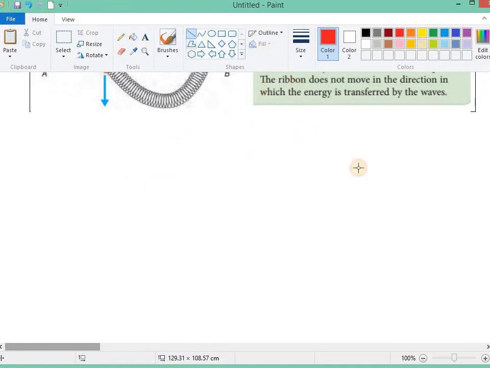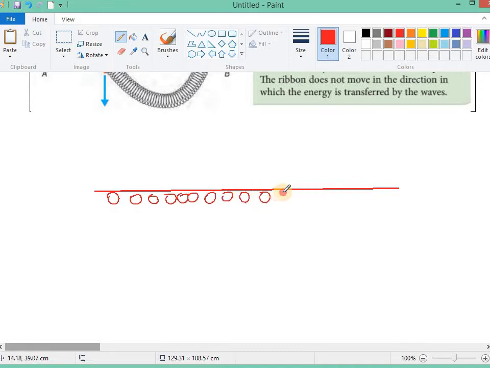At first, the water molecules are all at this position. This starting position, the original position, is what we call the equilibrium position. This is the starting point. No wave. Now let's say there's a stone. When this stone falls down, it will push this water molecule down.